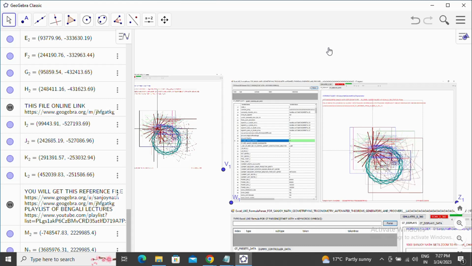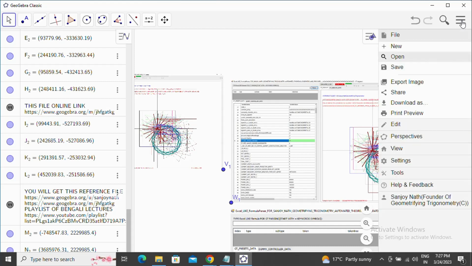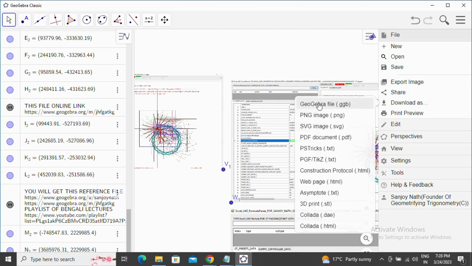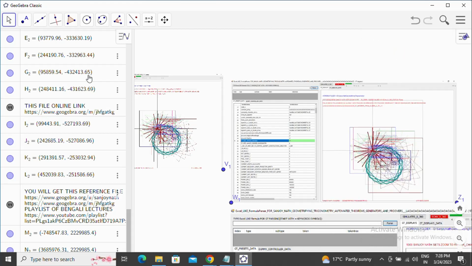And GeoGebra GGB files are also downloadable from the site to your local machine. GGB files are zip files, and if you rename one to .zip, then you can extract the data and you will get the XML files or the JSON files, from which you can understand the construction protocols that you can see here.